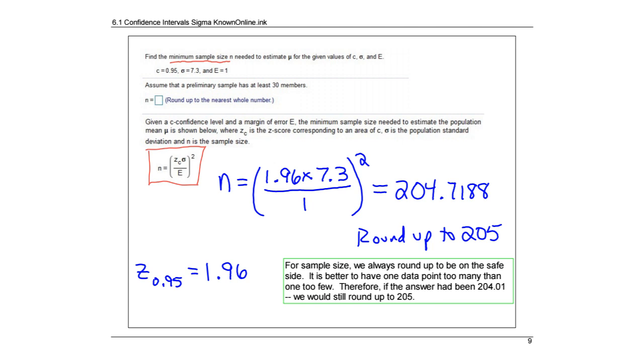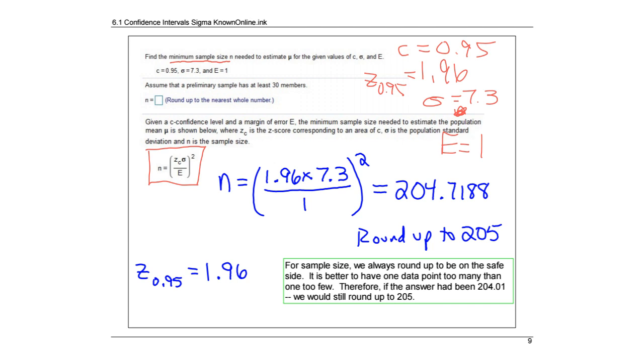So this problem actually gave us most of that. It gave us that C was equal to 0.95. So if you go to your resource sheet and look at the 90%, 95%, and 99%, you'll see that the Z of C is going to be 1.96. So Z of 0.95 is equal to 1.96. Then they gave me the standard deviation, that's 7.3, and they gave me the margin of error, which is 1.